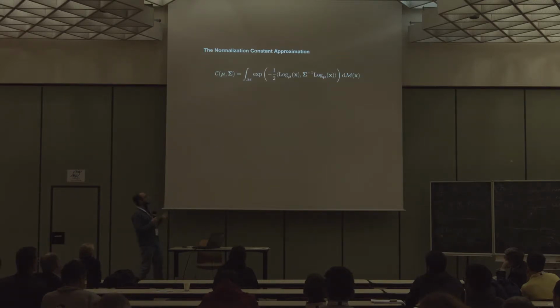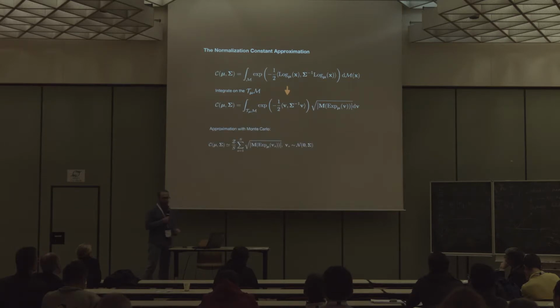In order to do that, we have to compute the following integral. As everybody knows, it's quite difficult to do that. Basically, it's analytically intractable. So we can use a trick and integrate on the tangent space instead. Here we can use a Monte Carlo approximation scheme, and we can approximate this integral quite efficiently. The trick is simple. We just form a normal distribution on the tangent space from which we sample in order to estimate the constant.